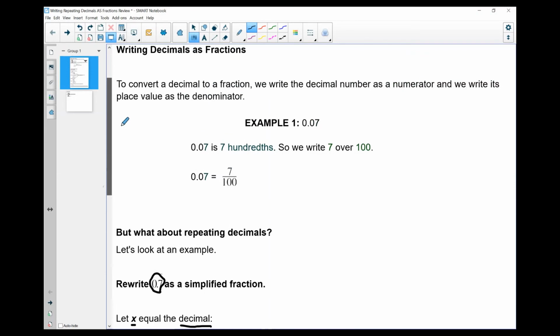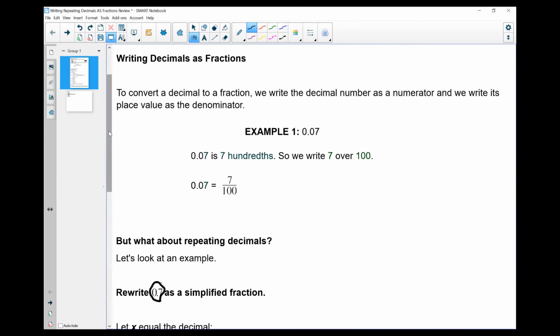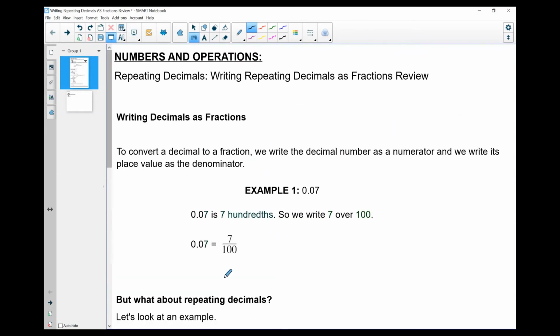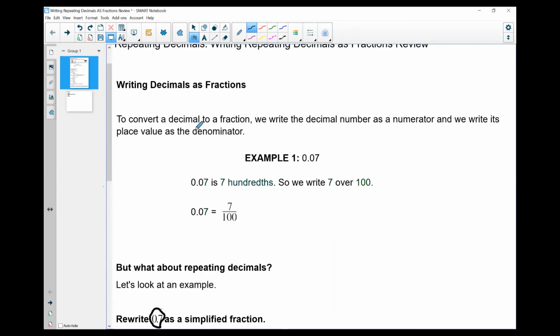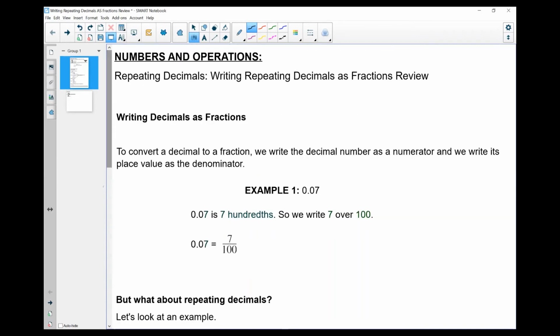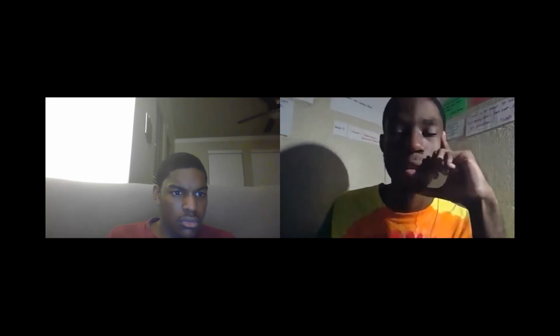I'm going to give you guys time to jot this down. I'm going to stop the share for just a moment so y'all can see the whole notes. So let me share it real quickly.